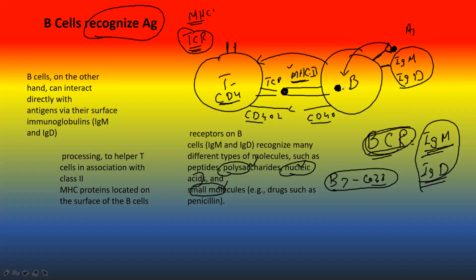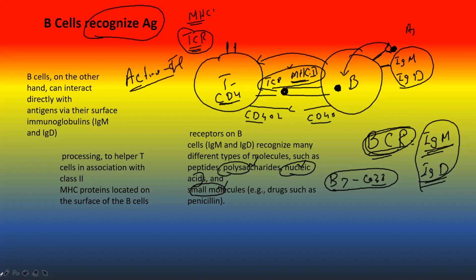Now the antigen is presented to the T cell. How do they present? Same mechanism like macrophage. So now the secondary signal. What happened now? Activation of T cell. This you know already.